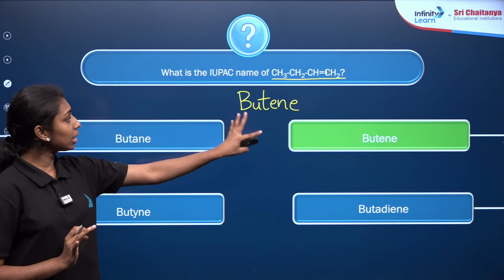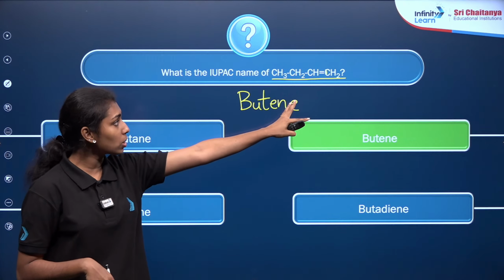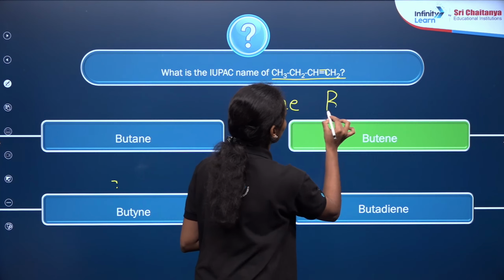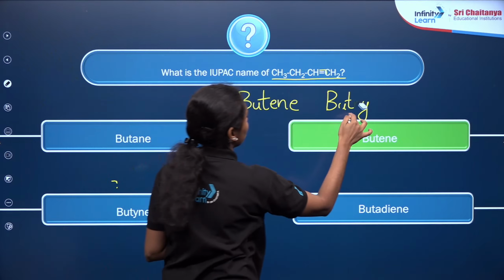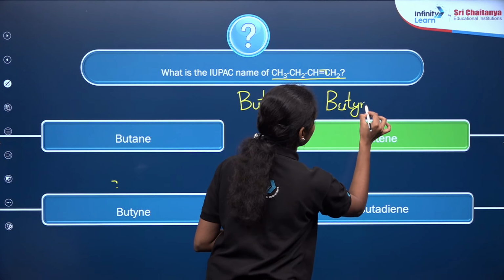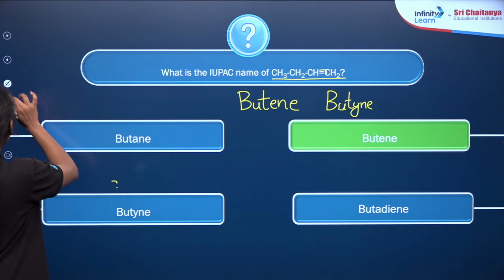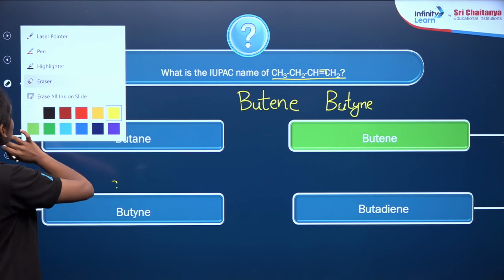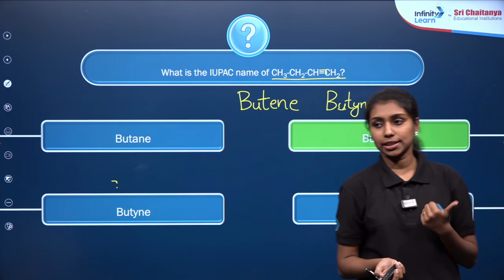If all the bonds are single bonds, we give it ane. If the compound contains multiple bonds like a double bond, it will be ene. If it is a triple bond, we name it yne. Clear? It will take some time to memorize the whole table, then only you will get an idea about the naming of organic compounds. So here butene will be the correct answer.